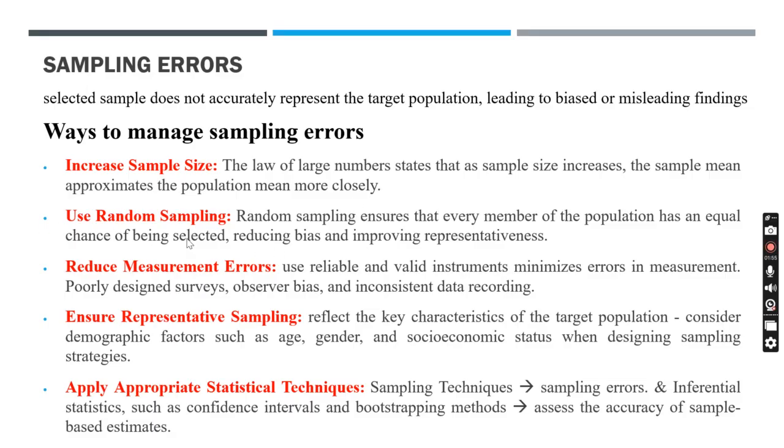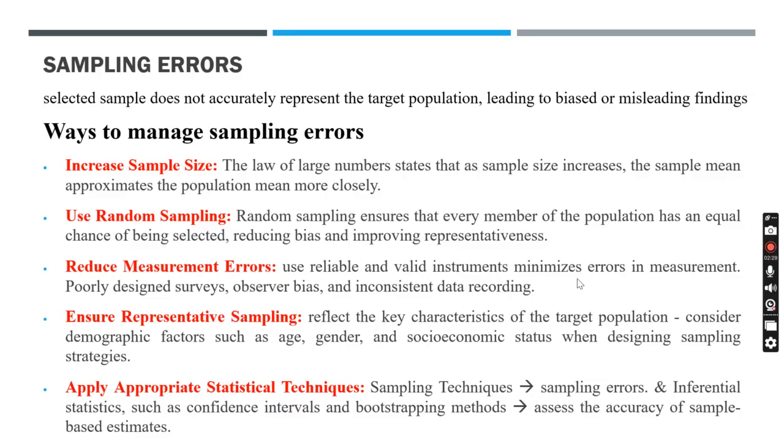The second thing is to use random sampling. As we said before, when you use random sampling, every member of the population has an equal chance of being selected. That means we are going to reduce bias, and we are going to improve the representativeness and the generalizability of the results. The third measure we can use to reduce the sampling error is to reduce the measurement errors.